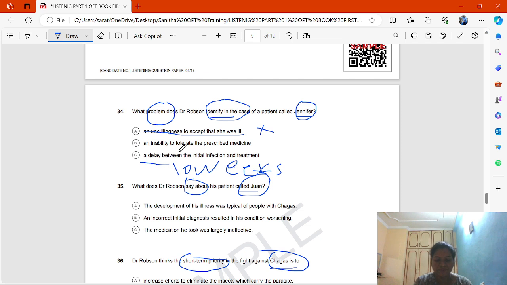Here they discuss that for optimum impact, it should be taken in the first 2 months of the disease. She was also fearful about taking benzodiazepine. That is said in the audio, but the option says inability to tolerate the prescribed medicine. That is not said in the passage.